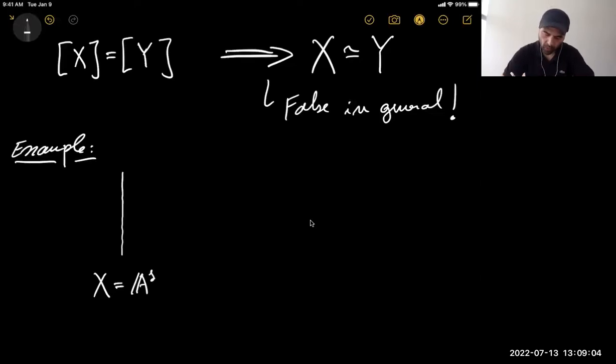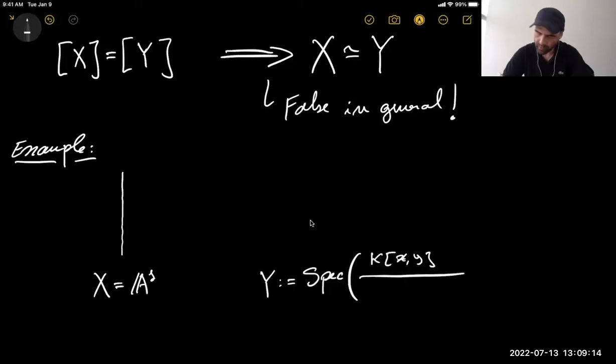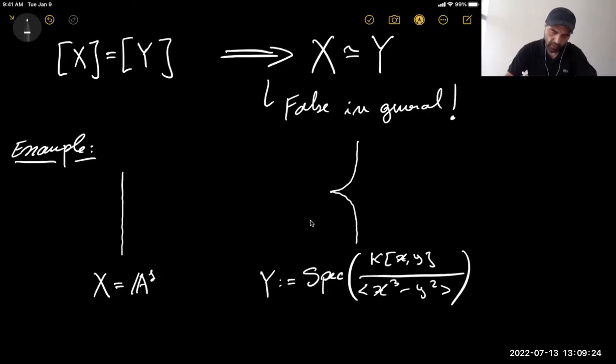And then you take for Y this ordinary cusp, defined by Spec of, so you take two variables, and then you impose this relation, x cubed minus x squared. You can draw it something like this. So these two algebraic varieties are not isomorphic. One is smooth, the other is not even smooth.